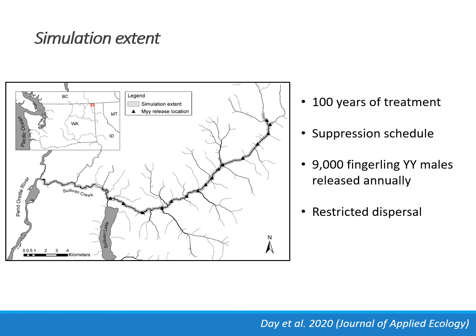We simulated up to 100 years of treatment if brook trout were not eradicated. In tandem with outplanting of YY males, there's also suppression ongoing, so that's another source of mortality. And then we simulated a restricted dispersal scenario where basically fish are residents for the most part. Dispersal does take place, but there's no big migration movements, things like that.